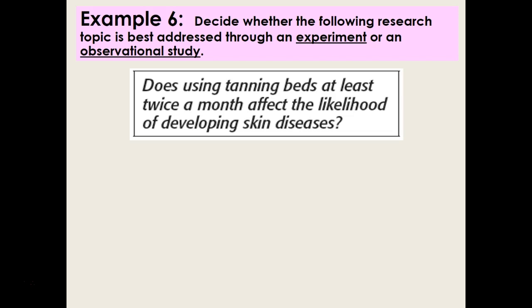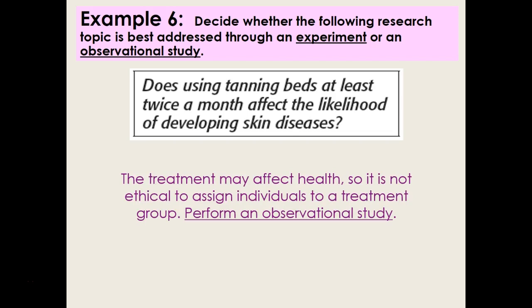Here, let's decide whether we would best be able to do an experiment or an observational study here. Does using tanning beds at least twice a month affect the likelihood of developing skin diseases? Well, if we think that it might help to develop skin diseases, would it be ethical for us to ask people to use tanning beds at least twice a month to see whether or not they get skin disease? That would be a treatment, right? Asking them to do that. And that is not ethical. We wouldn't want to do something that could cause someone harm. So instead, we're going to perform an observational study. We're going to look at people who are already using a tanning bed at least twice a month and see if they seem to have a higher likelihood of developing skin disease. Since the treatment may affect the health, it's not ethical to assign individuals to treatment groups.